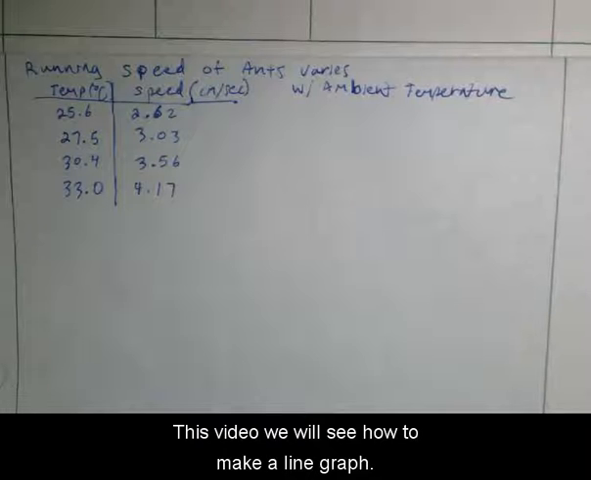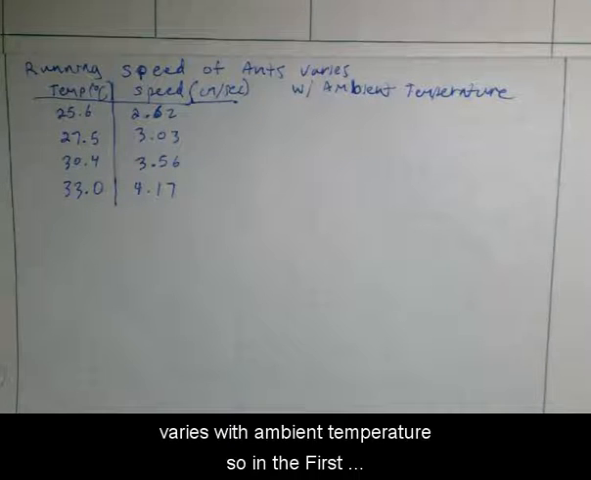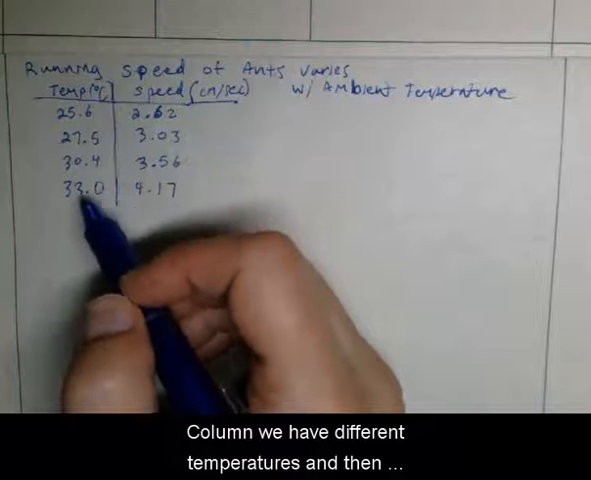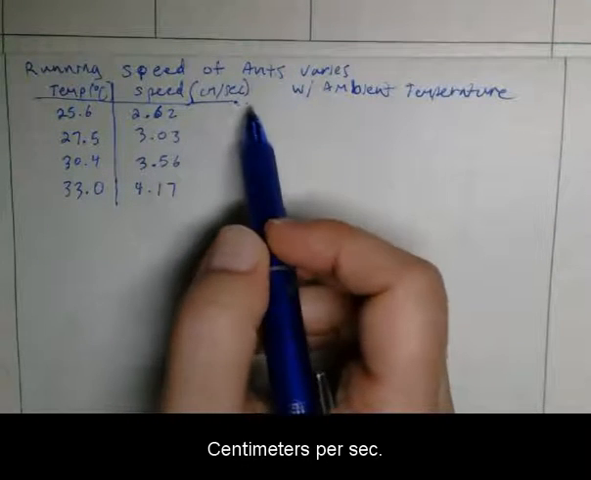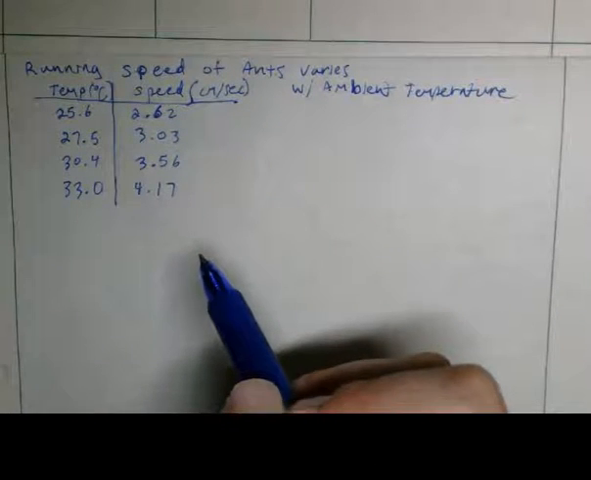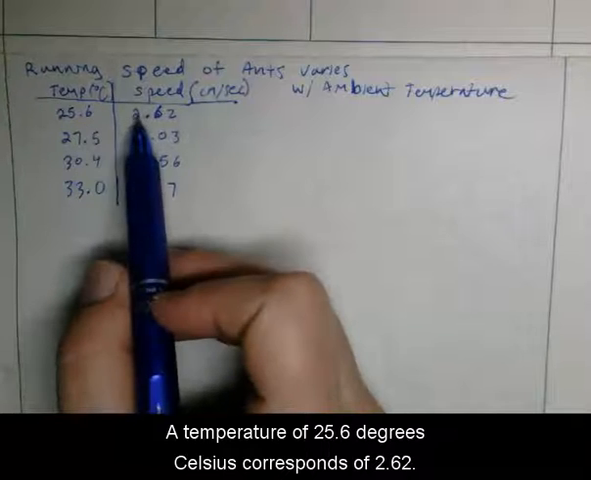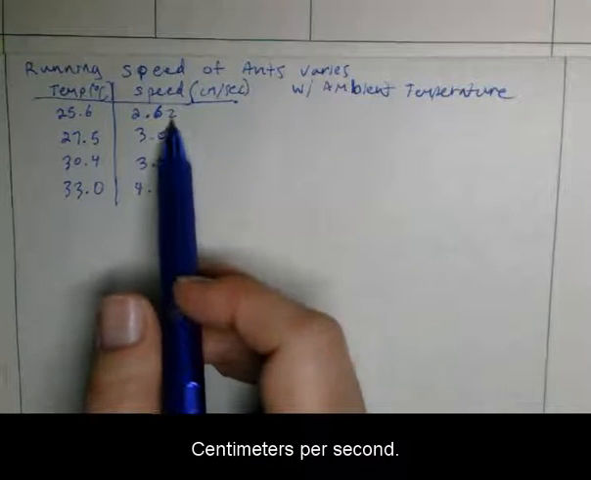In this video, we will see how to make a line graph of data corresponding to the running speed of ants that varies with ambient temperature. So in the first column, we have different temperatures, and in the second column, the corresponding speeds, centimeters per second, temperature in degrees Celsius. So a temperature of 25.6 degrees Celsius corresponds to 2.62 centimeters per second running speed.